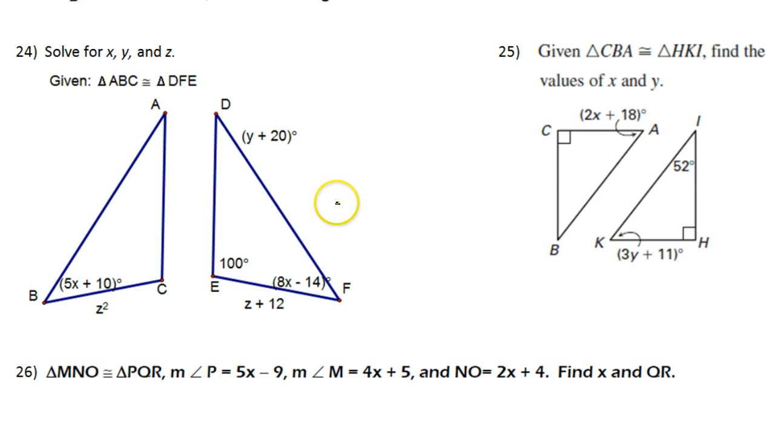Number 24. All right, we seem to be finished with the proof part of the story. Now we're solving for variables given that these triangles are congruent. Well, if these triangles are congruent, then their corresponding parts are congruent. For example, angle B is congruent to angle F, which means, of course, that 8x minus 14 should equal 5x plus 10.